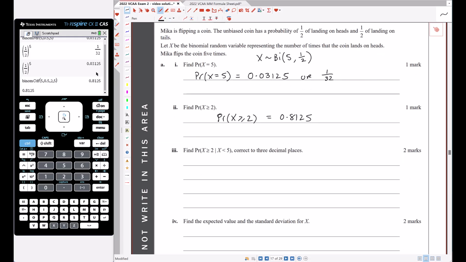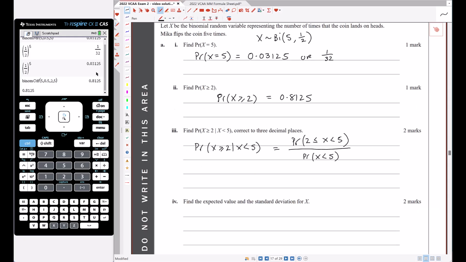Find the probability that x is bigger than or equal to 2 given that x is less than 5. Correct to 3 decimal places. Okay, so it's a conditional probability. We need the intersection of these two things. So probability of x being bigger than or equal to 2 given that x is less than 5. The intersection of those two things is x being between 2 and 5, inclusive of 2 and not inclusive of 5, over probability that x is less than 5. Now we need to remember with our binomial that less than 5 is the same as less than or equal to 4, because it's a discrete variable, and it'll be 4 that we need to put into the CAS. And we want this answer to 3 decimal places.